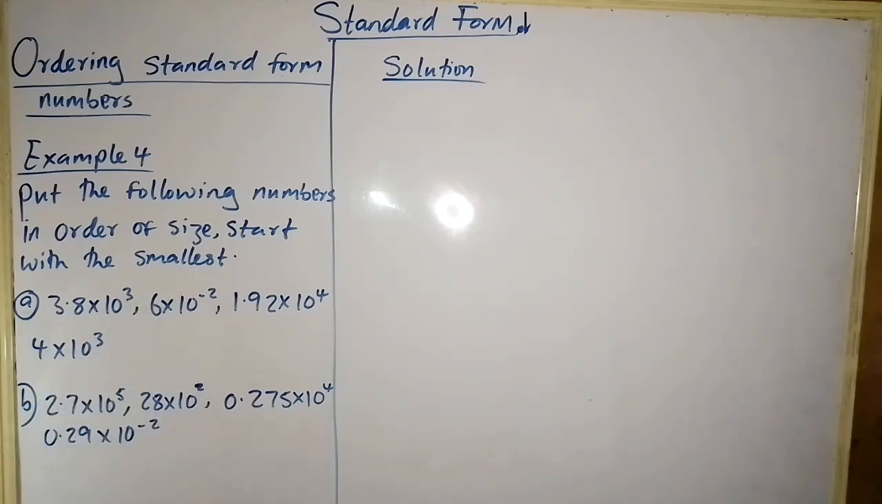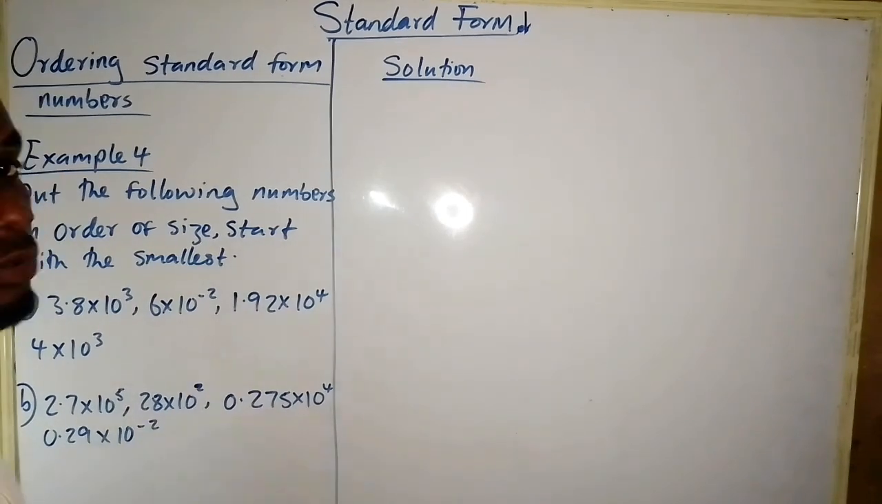So the examiner asks us to put the following numbers in order of size. Start with the what? With the smallest. Now, how are we going to go about this?